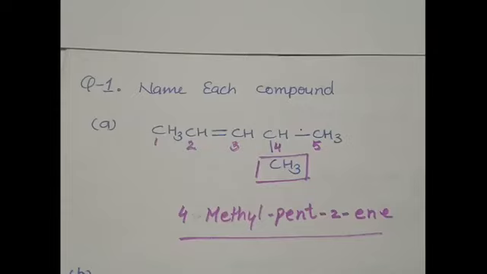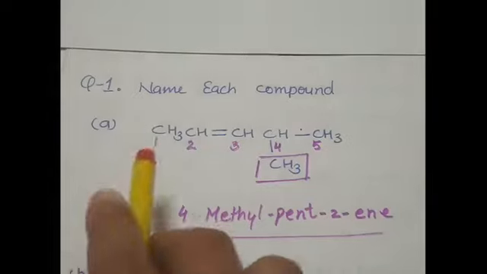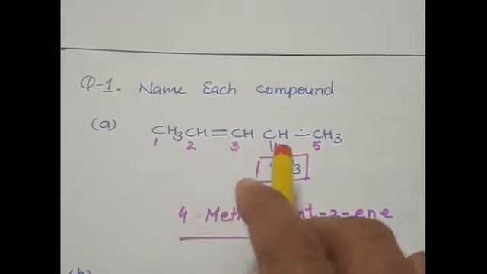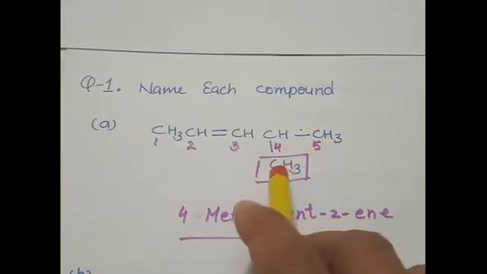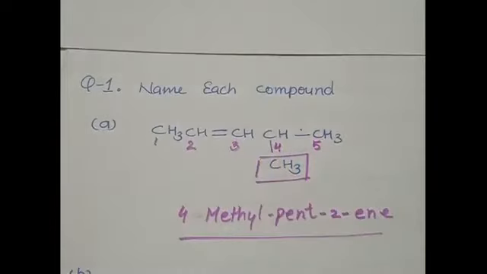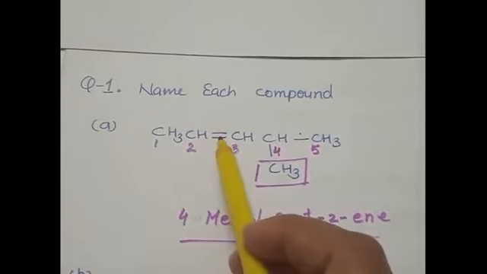So our first part is CH3, CH2, CH, CH, CH3, and at this carbon we have a CH3 methyl group present, and here we have a double bond in this. So this is an alkene chain. Now how do we have to name it? The first rule is we have to find out the longest carbon chain consisting of the double bond. The longest chain.